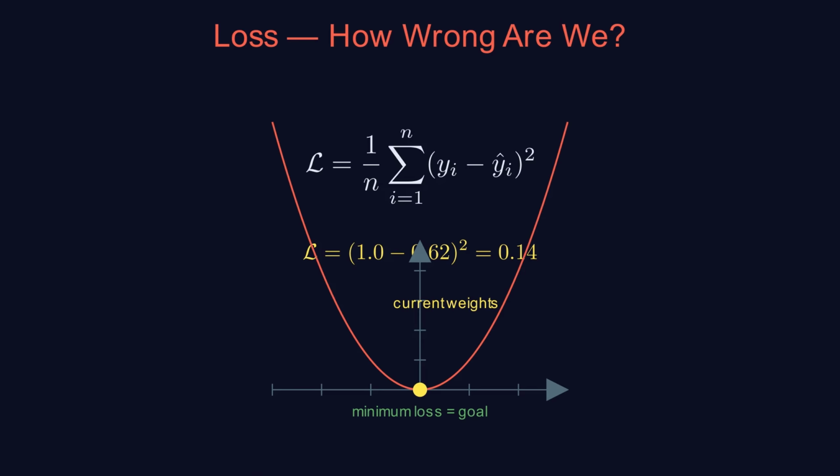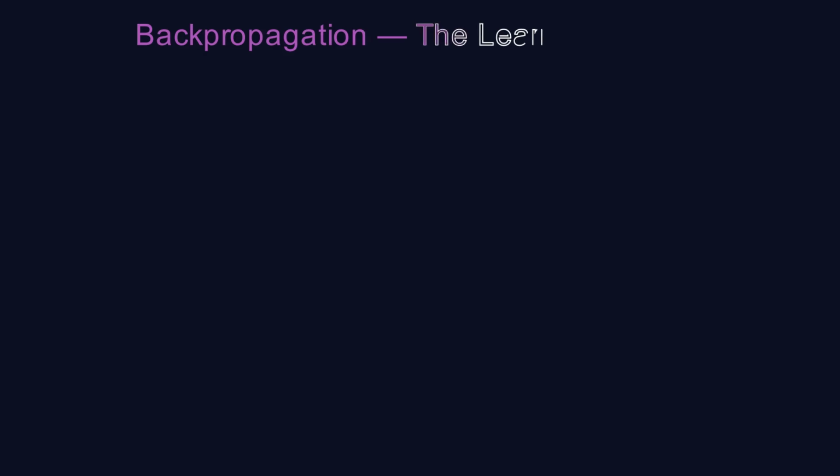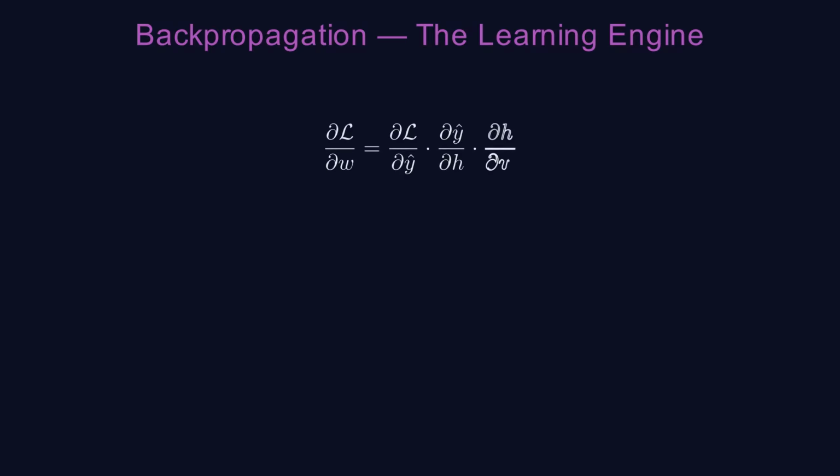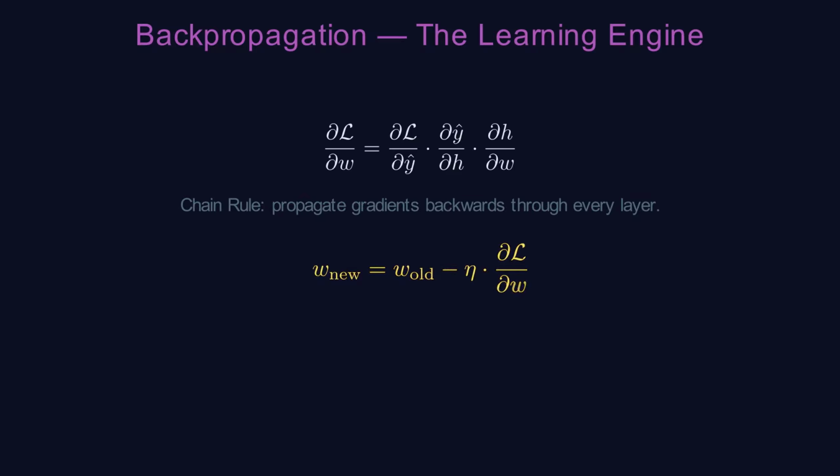The answer is backpropagation. Using the chain rule from calculus, we measure how much each weight contributed to the error. We pass those gradients backward through the network, layer by layer. Then we adjust each weight slightly in the opposite direction of the error. The size of that step is controlled by the learning rate, typically 0.001.